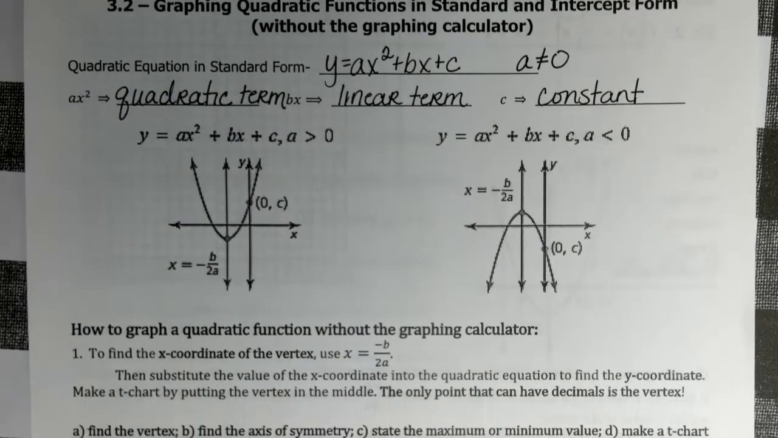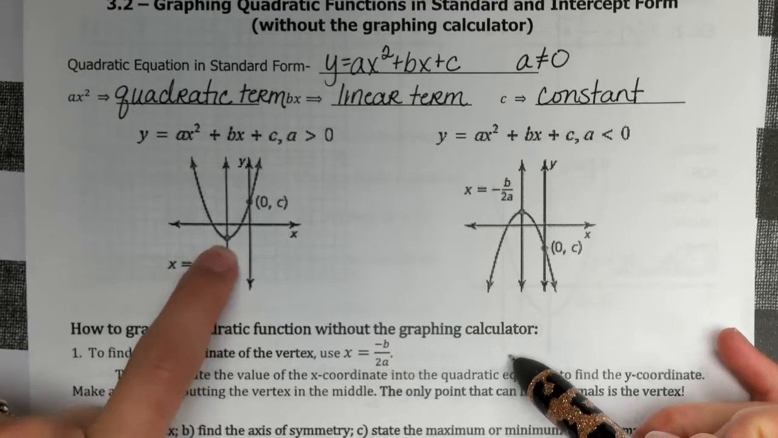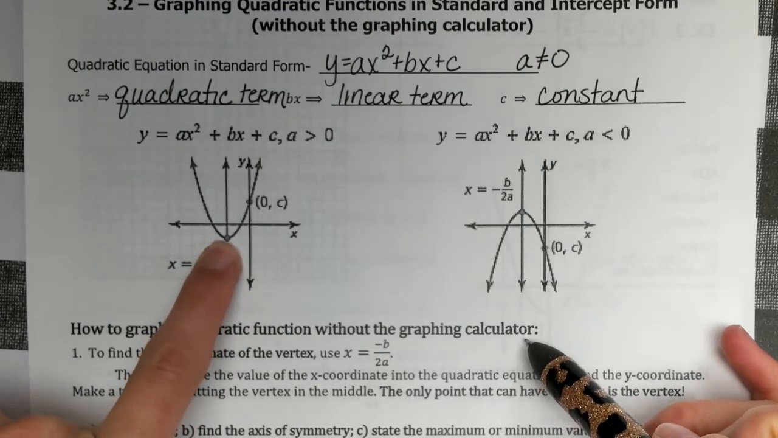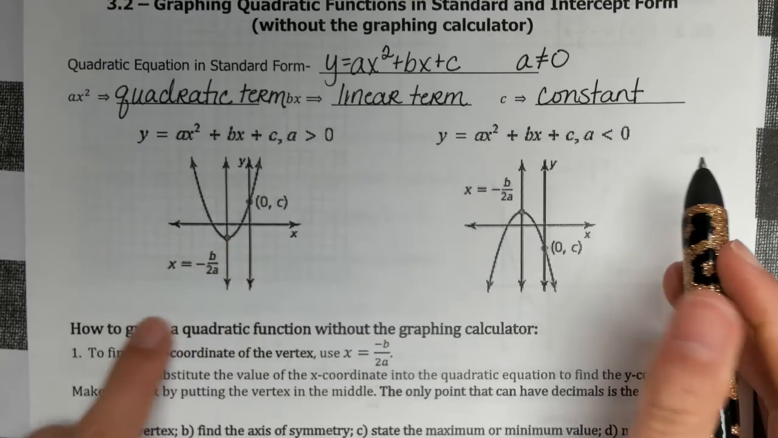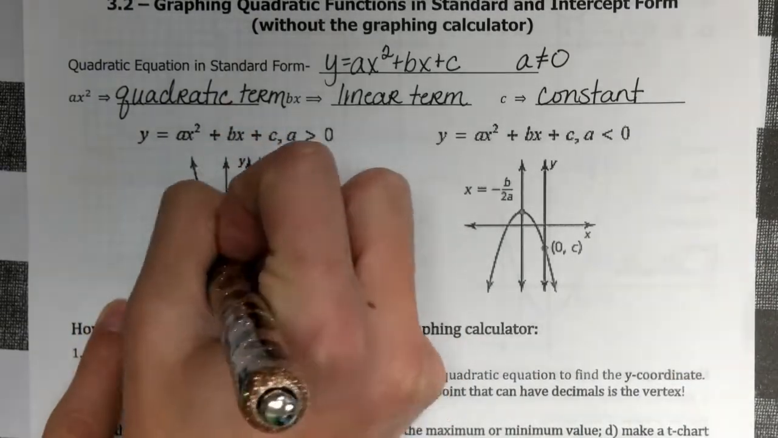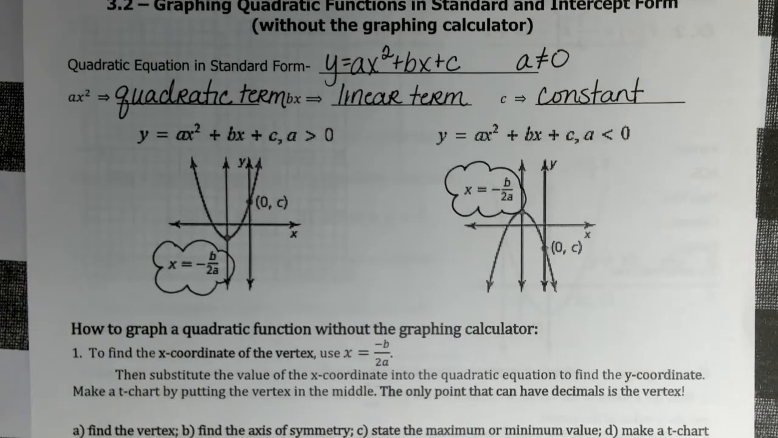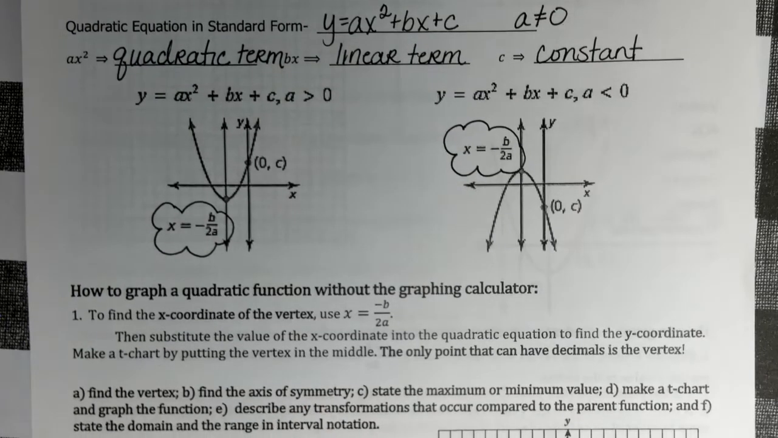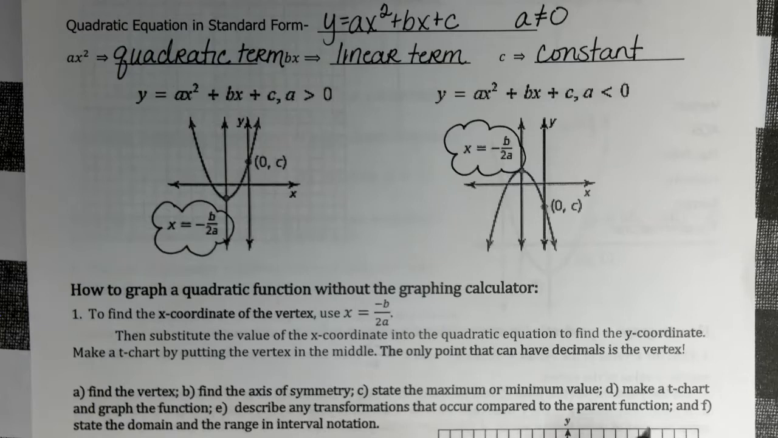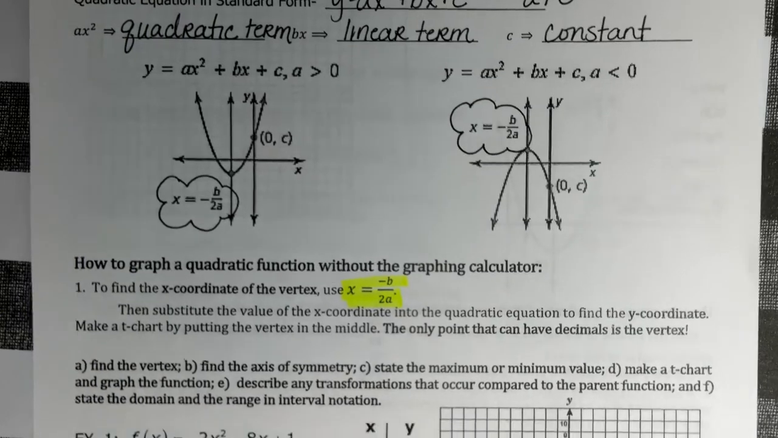Okay, so if I look, this is what it looks like when it opens up. This is what it looks like when it opens down. We already know that. This x equals negative b over 2a is a new formula you're going to have to memorize. That is the formula for your axis of symmetry, which is also going to get us the x value of the vertex. Okay, so what we're going to do is use that formula first to find the x value of the vertex. Once we get the x value, you're going to plug it into the equation to get the y value out.